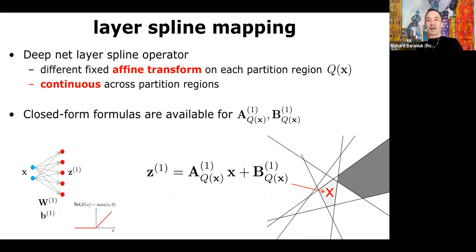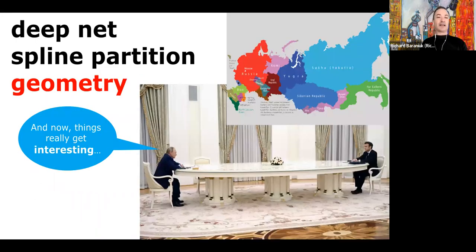Hopefully this makes sense to everybody. You move to a different region, you have a different A and you have a different B, okay? And you can compute these A's and B's analytically. So where do things get interesting, right? They get interesting not thinking in terms of the spline function approximation or operator, but really in terms of the geometry of this tiling.